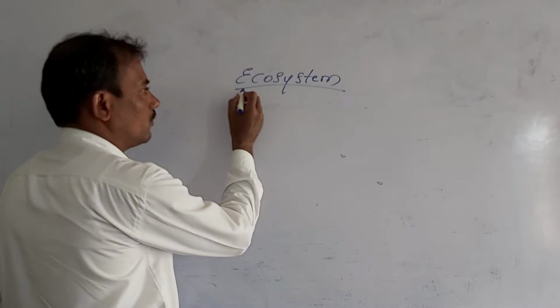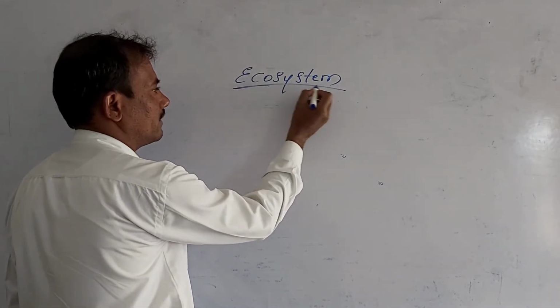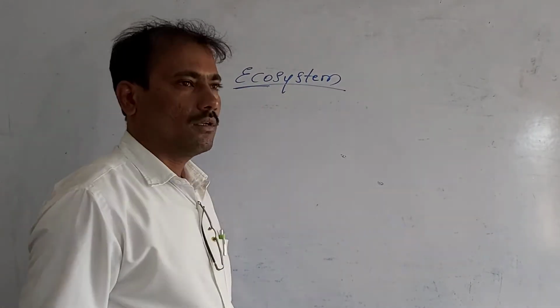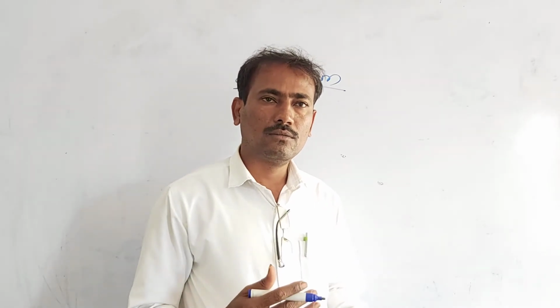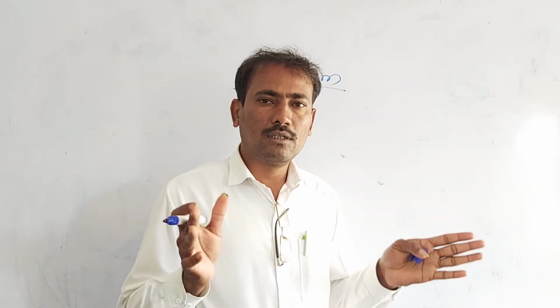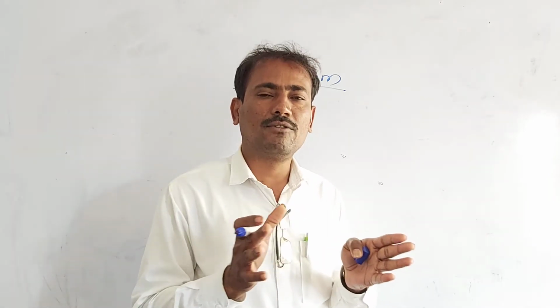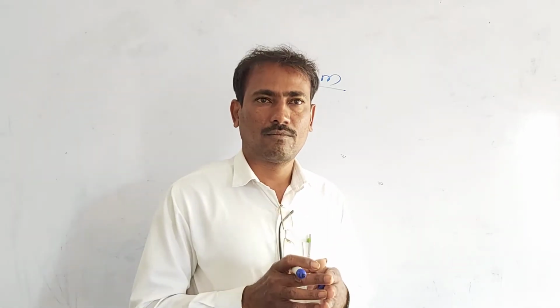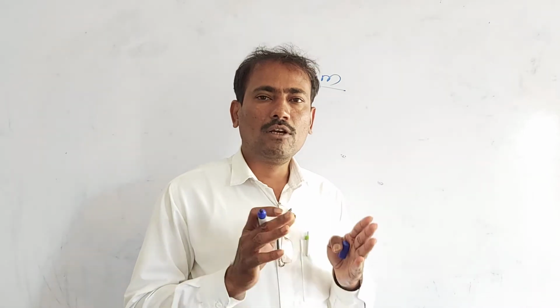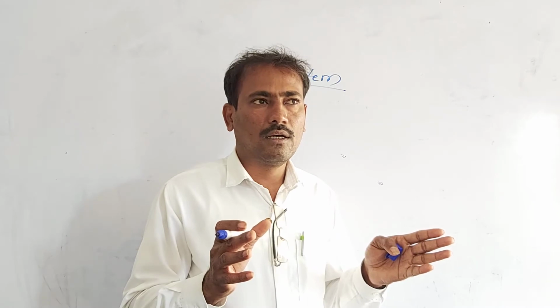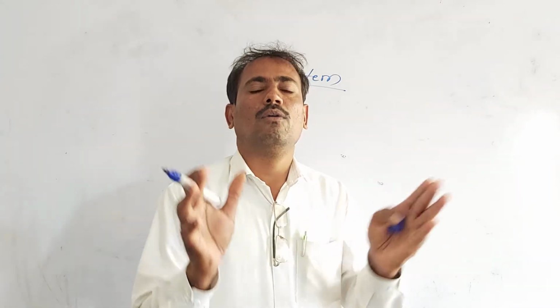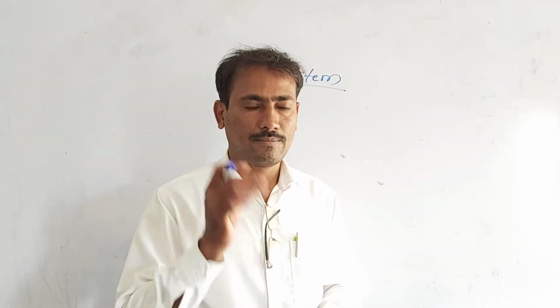This word actually includes two different words, eco and system. Eco means what? The environment. And the system means what? To discuss or to study. That is, it is a complex unit. The system means a complex unit. The living organisms and the non-living things together form a biological complex. The unit can be termed an ecosystem.